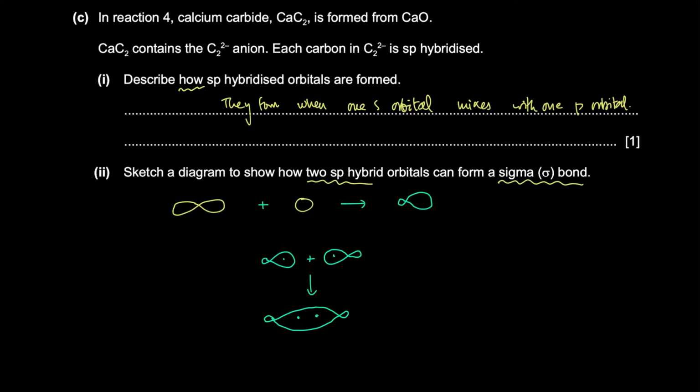So now I've made a sigma bond between two sp. These two are overlapping with each other to form a sigma bond. They're forming a head-on overlap, okay? So over here, you would clearly need to show two hybrid orbitals combining to form a sigma bond, okay? That is head-on overlap between these two orbitals.